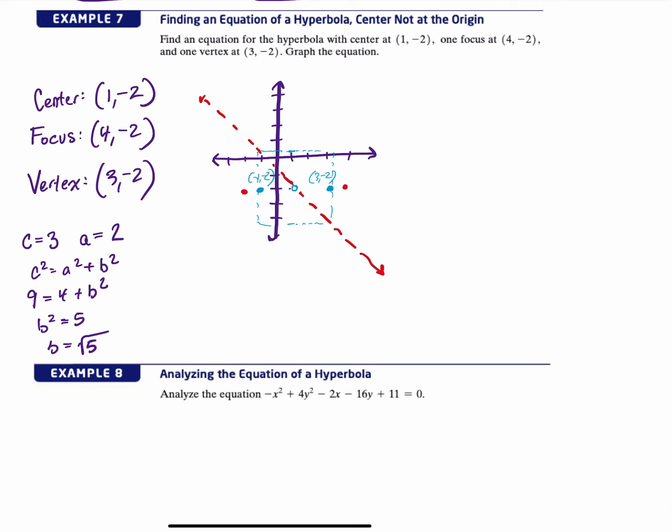So here's our asymptotes. Now let's build the shape of our curve. So it's going to open to the left and to the right, since our vertices are to the left and right of our center point. So that means our equation should start with our x term.